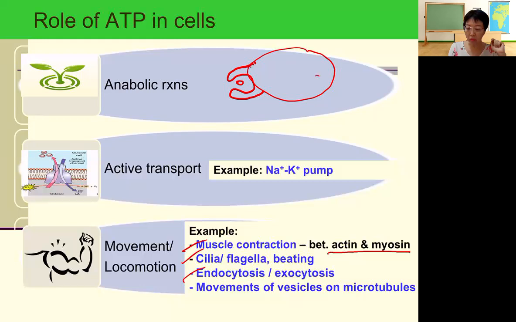Exocytosis, you've got this phagolysosome, right? It moves and fuses with the membrane to release undigested material. So this is also a movement, it needs ATP.